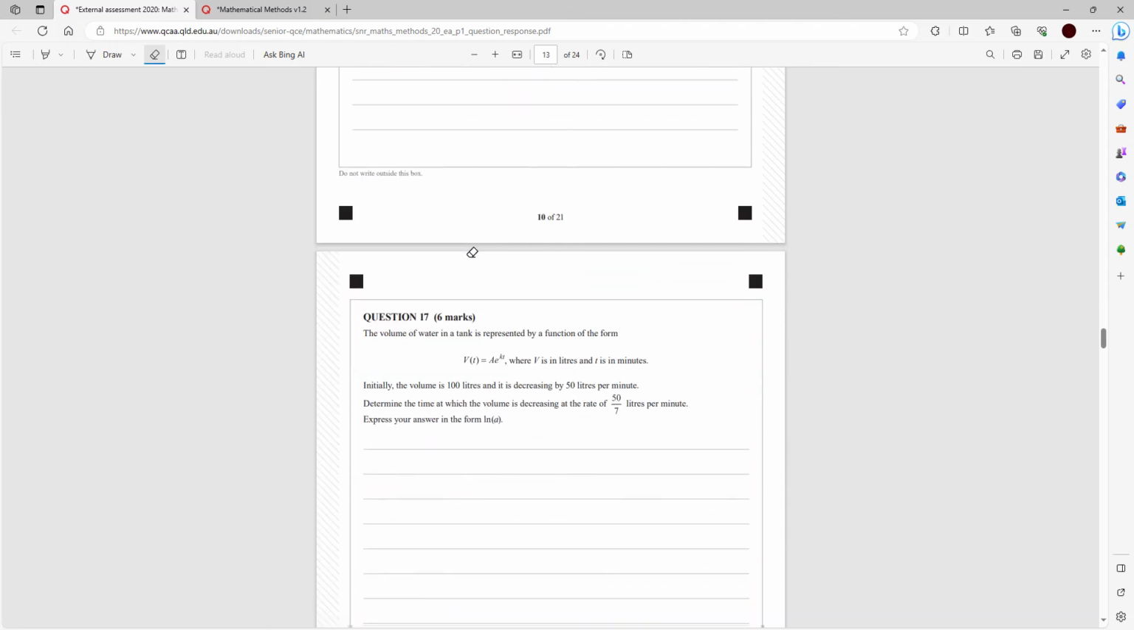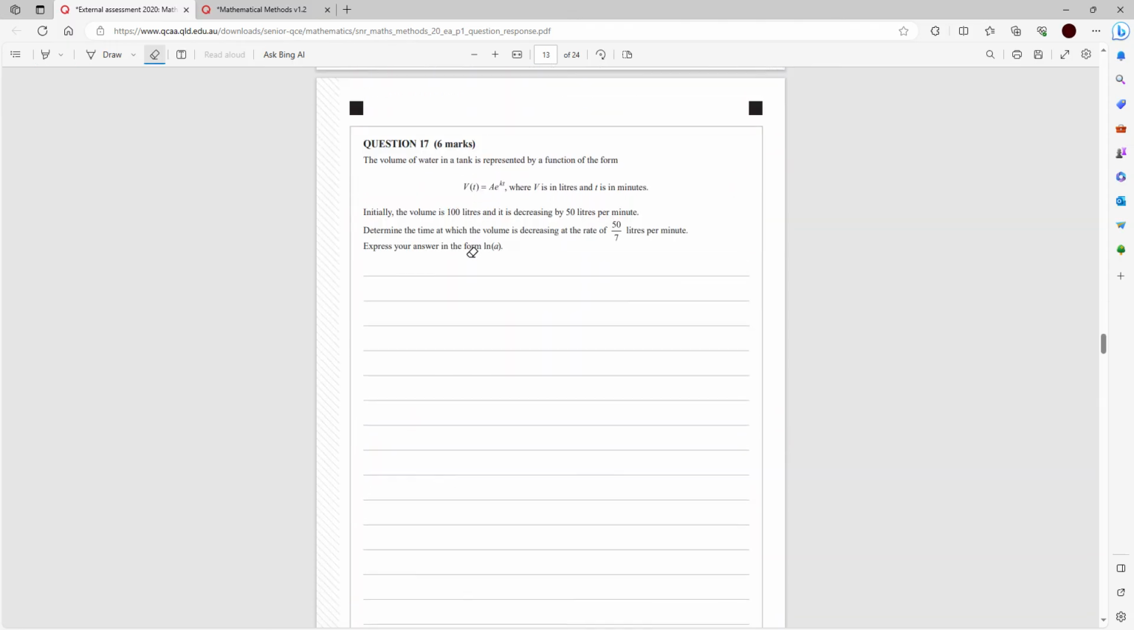But let's move on to question 17 now. Okay, so the volume of water in a tank is represented by the function of the form V of t is equal to A e to the kt, where V is liters and t is in minutes. Initially, the volume is 100 liters and is decreasing by 50 liters per minute. Determine the time at which the volume is decreasing at a rate of 50 on 7 liters per minute. Express your answer in the form log of A.